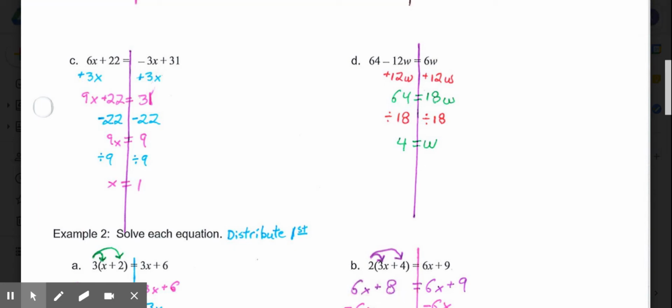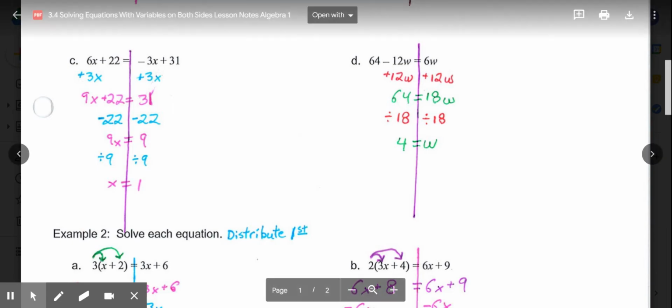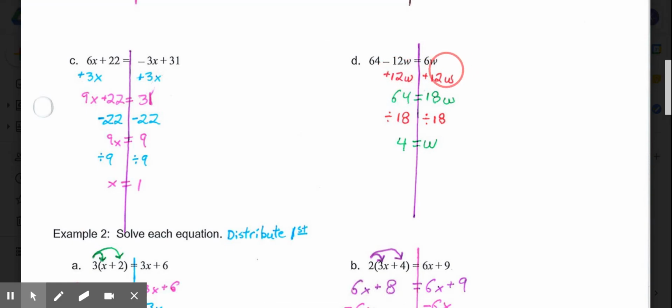In D, we have 64 minus 12w equals 6w. So in this case, I want to get all the w's to one side. So I'm going to add 12w to each side. Then I have 64 equals 18w. Divide both sides by 18, and w equals 4.